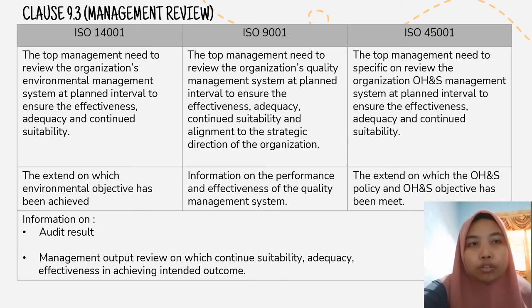Okay, for ISO 14001, they need to achieve the environmental objectives, while for ISO 9001, they need to know the information on the performance and effectiveness of the quality management system. And last, for ISO 45001, they need to meet the objectives and policy of the OH&S management system. Okay, the similarity is in the audit results and also management review outputs, on which the organization needs to continue suitability, adequacy, and also effectiveness in achieving the intended outcome.